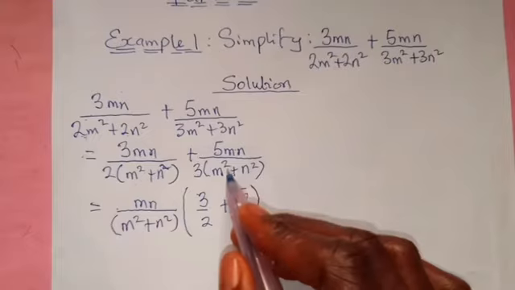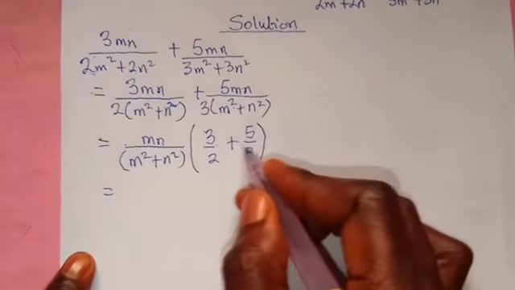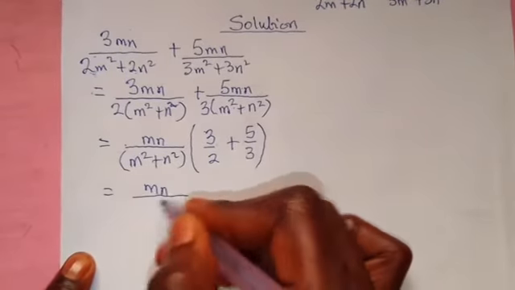Since we have factorized out this and this, the next thing we are going to do now is to simplify the content of this bracket here. How do we do that? We look for their LCM.